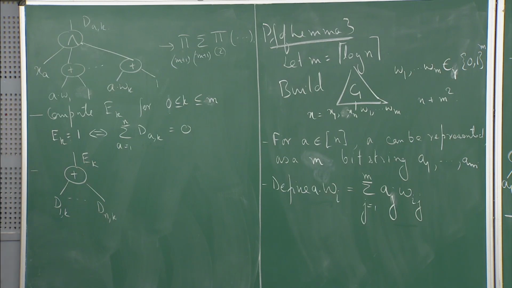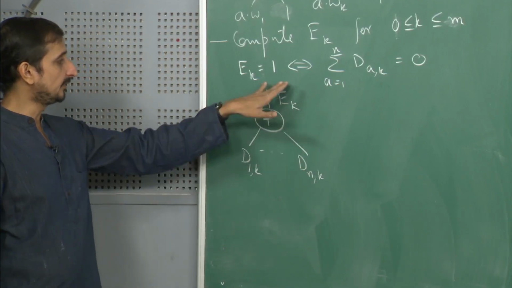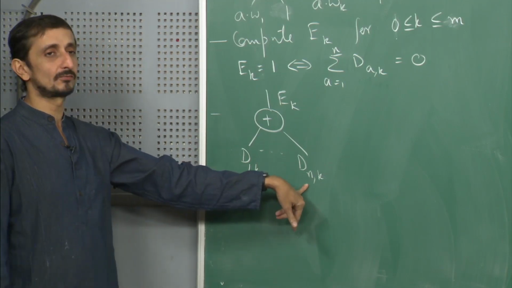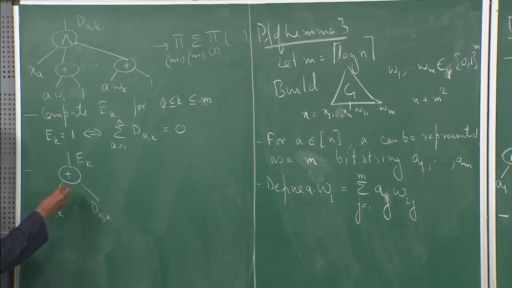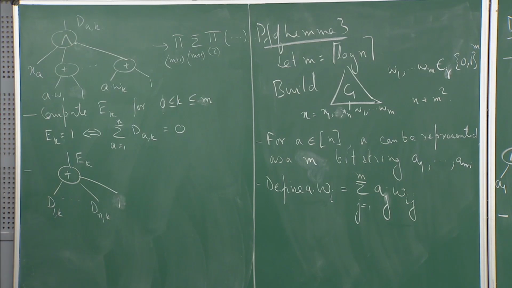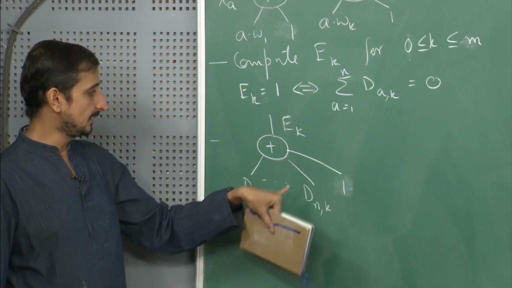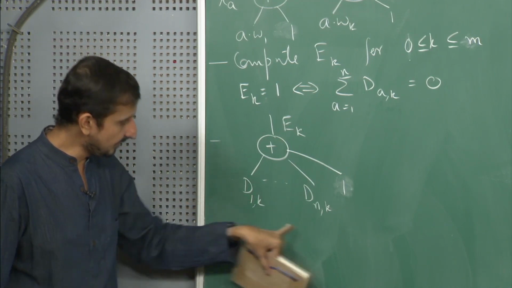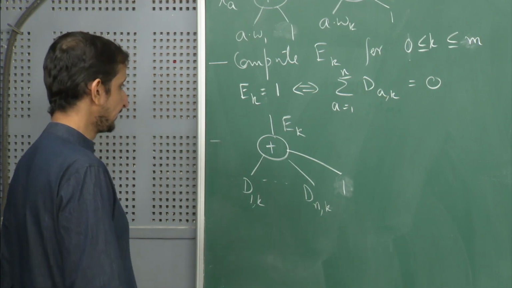And anything else? Now, again, we have to add an extra 1, because this would evaluate to 1 if there are an odd number of inputs which are 1. But what we want here is an even. Okay. So to take care of that, I'll just add an extra 1 over here. Okay. This makes it odd. Okay. So EK will be 1 if there are an even number of DNKs which are evaluating to 0.